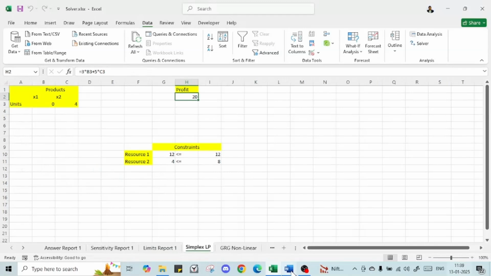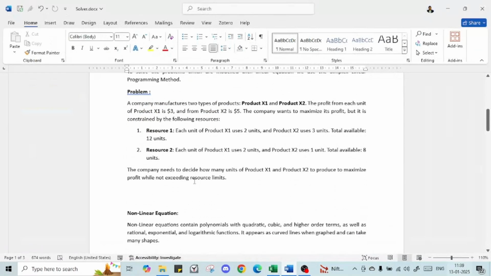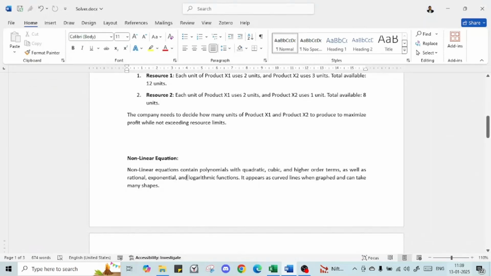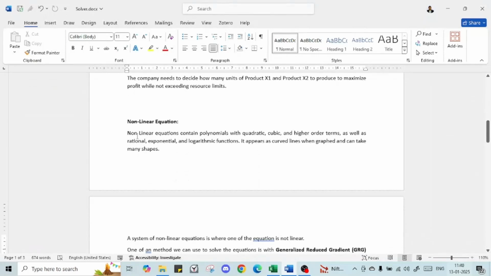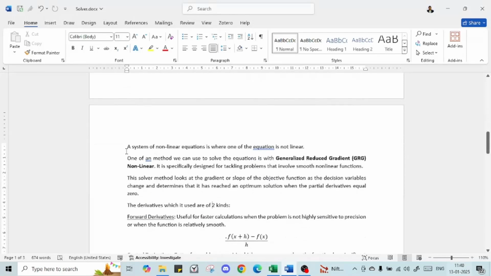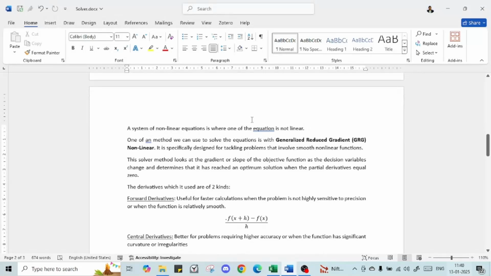Now let's get to the next method for nonlinear equations, which is known as GRG nonlinear. So let us know what nonlinear equations are. Nonlinear equations contain polynomials, made of many variables with quadratic, cubic and higher order terms, as well as rational, exponential and logarithmic functions. They appear as curved lines when graphed and can take many shapes. A system of nonlinear equations is where one of the equations is not linear. One method we can use to solve the equations is generalized reduced gradient nonlinear.